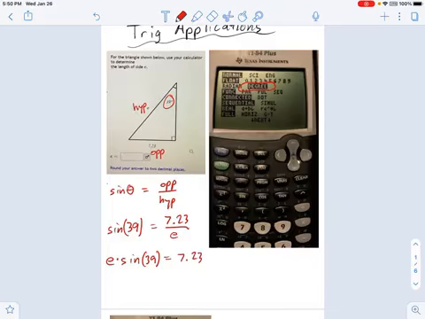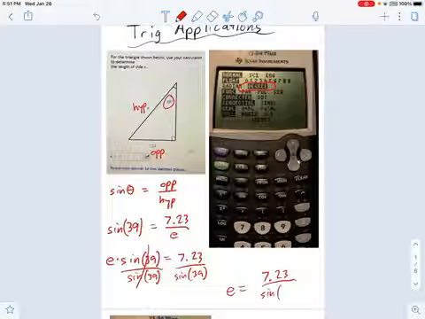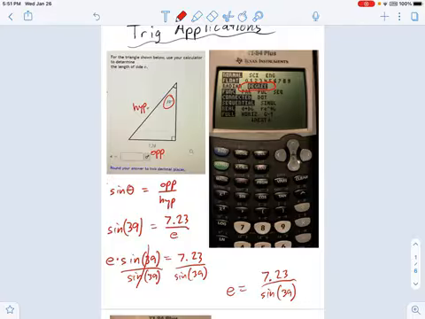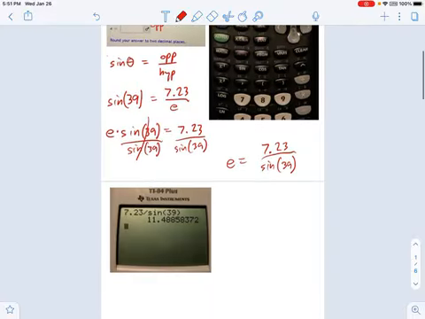And then I juggle some more around. I divide each side by sine of 39. Okay, just to be really clear about what's going on here. While you're starting out with these problems, it's good to see the steps. Divide by sine of 39 on each one of these. That crosses out. So what do I get? I get E equals 7.23 divided by sine of 39 degrees. And if your calculator is in the degree setting, you don't need to put the little circle thing for degrees. It knows what you're talking about.